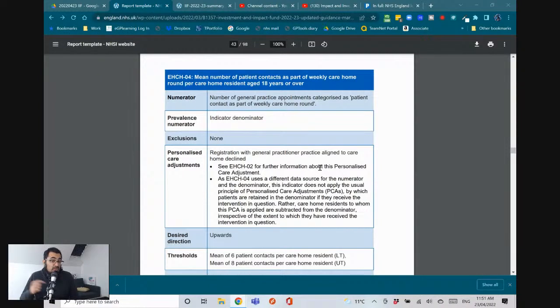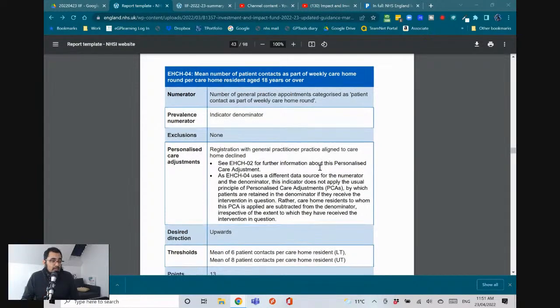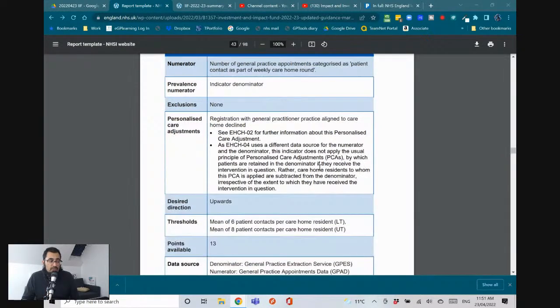This is separate to the £120 per care home bed that the practices receive for doing the work. But it's important to note that this is an additional criteria that can generate some additional points. So 13 points available. So that's £1,600 for your network. It's not a huge amount of money. Mean of 6 patient contacts per resident, lower threshold. 8 patient contacts per resident, upper threshold.